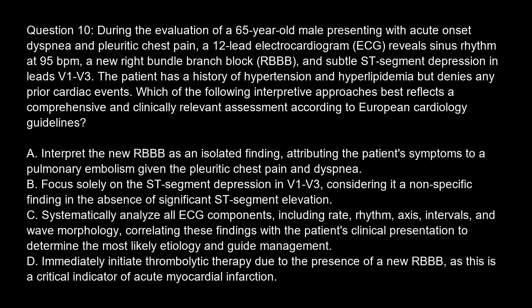Option A. Interpret the new RBBB as an isolated finding, attributing the patient's symptoms to a pulmonary embolism given the pleuritic chest pain and dyspnea. Option B. Focus solely on the ST segment depression in V1 to V3, considering it a nonspecific finding in the absence of significant ST segment elevation. Option C. Systematically analyze all ECG components, including rate, rhythm, axis, intervals, and wave morphology, correlating these findings with the patient's clinical presentation to determine the most likely etiology and guide management. Option D. Immediately initiate thrombolytic therapy due to the presence of a new RBBB, as this is a critical indicator of acute myocardial infarction.